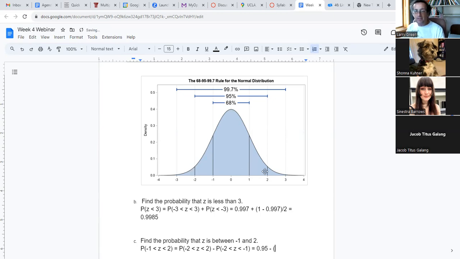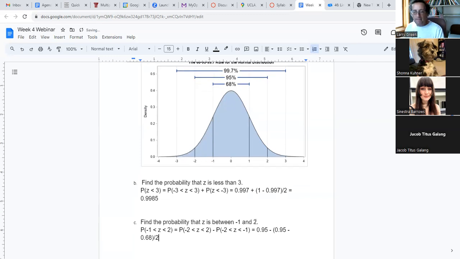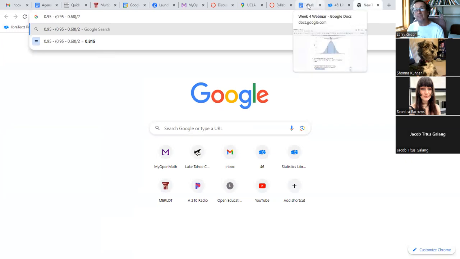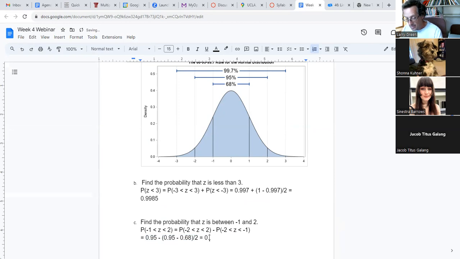And to find that, all the stuff between -2 and 2 is 0.95. And then minus the stuff between -1 and 1, and that's going to be 0.68. But the problem is I got this piece and I got this piece, and I only want the left piece. What can I do? What should I do for it? Yeah, divide by 2. Any questions so far? Okay, and then I just use calculator. And it gives me 0.815. Any questions on this idea? Easy enough? All right.